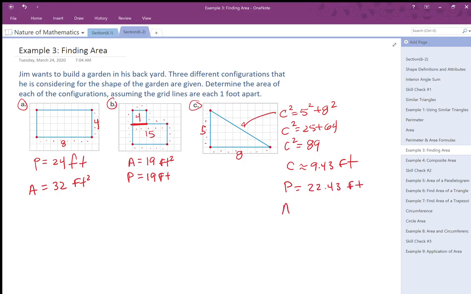And if we wanted the area, it would be 1/2 the base times the height. The area, half of 8 is 4, times 5 is 20 feet squared.